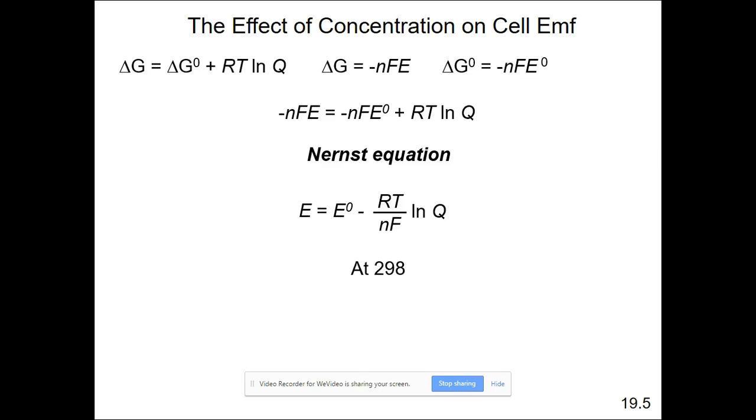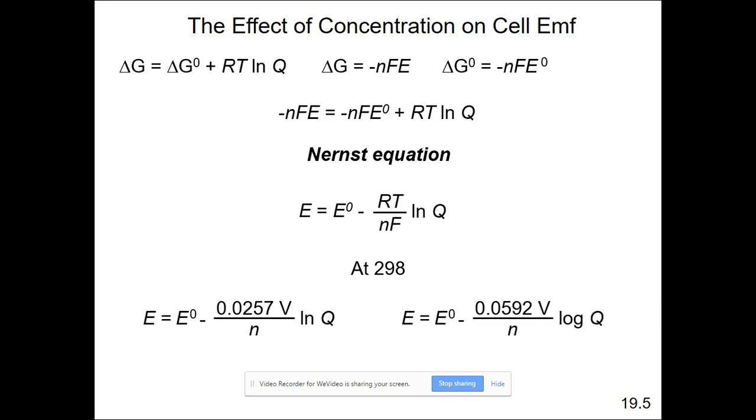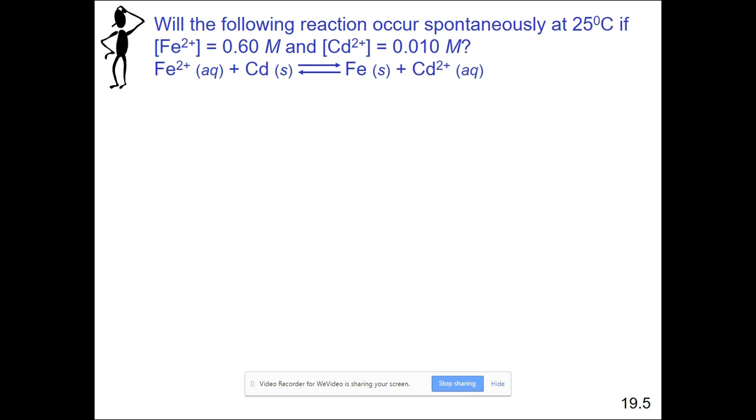At 298 Kelvin, if we keep the temperature constant at 298 Kelvin, since R is a constant and F is also a constant, we get an equation that looks like this. Now remember, this equation is only true if the temperature remains constant at 298 Kelvin. If it does not, you would have to refer back to the former equation to solve any problems that you might encounter. If you don't like the natural log version, there's a base 10 log version as well.